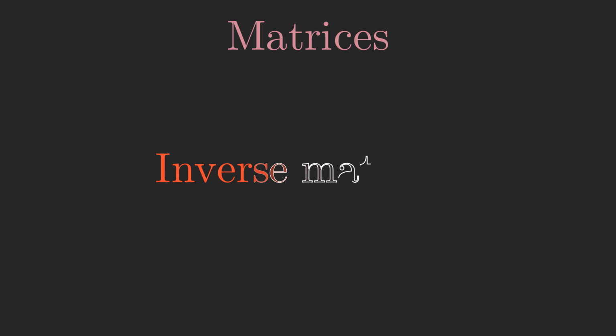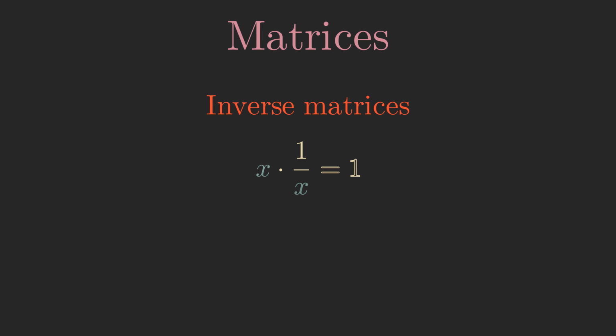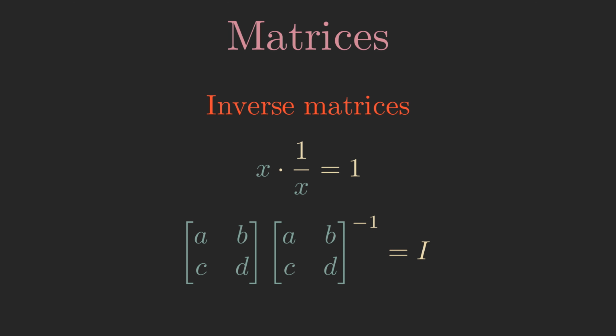Some matrices also have something that is called an inverse matrix. Just like how in regular numbers we can multiply a number by its inverse to get 1, we can multiply matrices by their inverse to get the identity matrix. Okay, this is all we need for this video, so with this, let's get back to our rabbits.